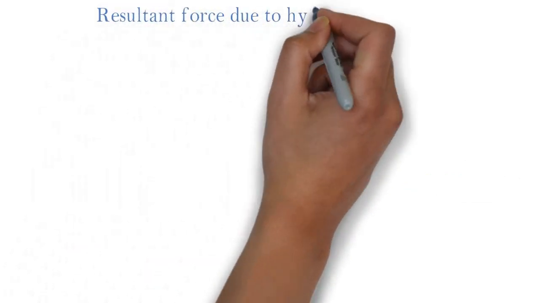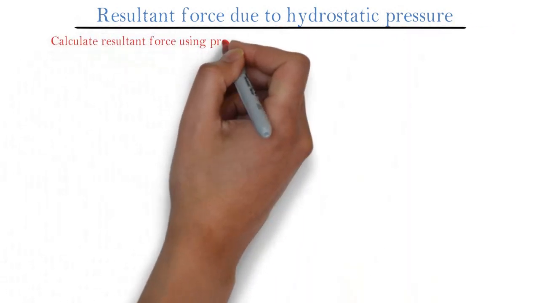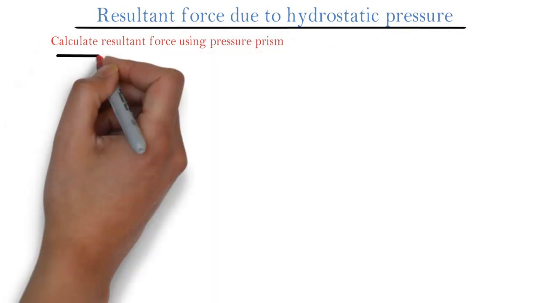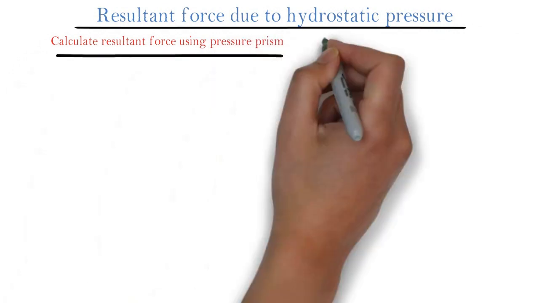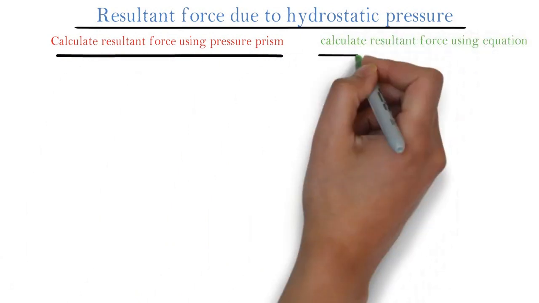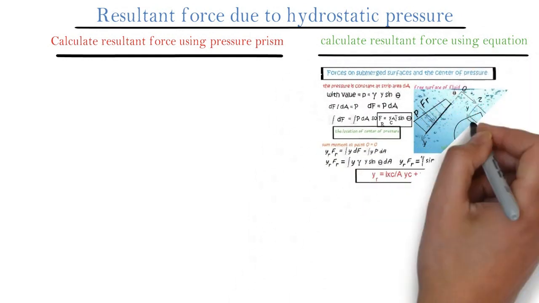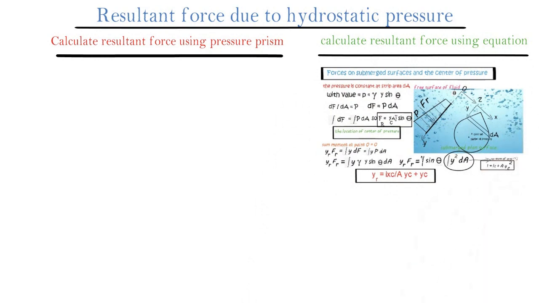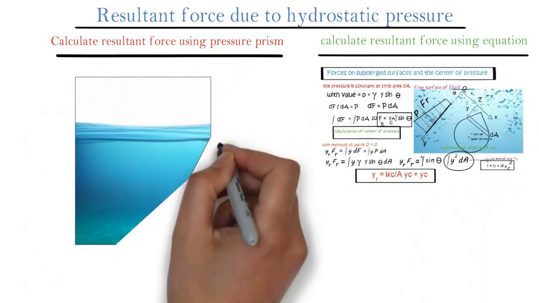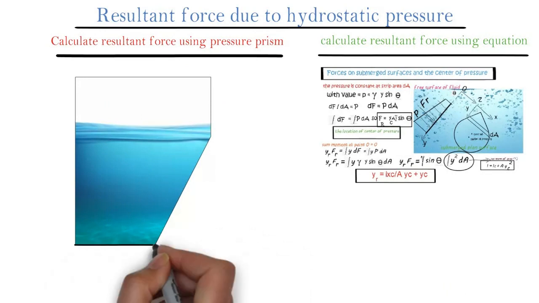To get the value of the hydrostatic force, you have two methods. The first method is using the pressure prism, and the second one is using the equation of hydrostatic pressure, and you can find it in the previous lectures. I've already put the link in the description below. You can find these general equations and their derivation in the previous lectures that I put in the description below. Let's talk about the pressure prism method.